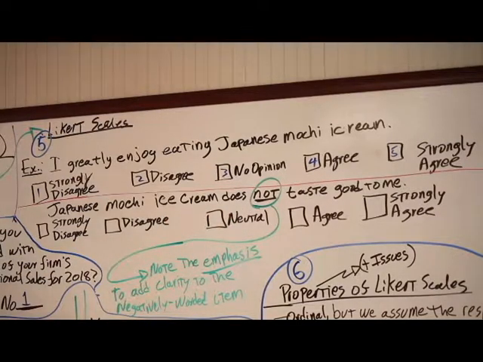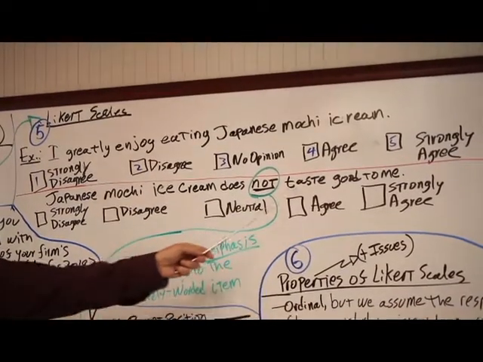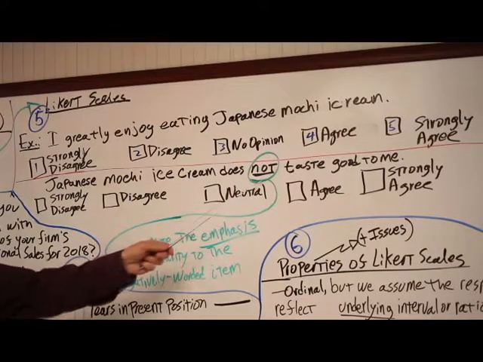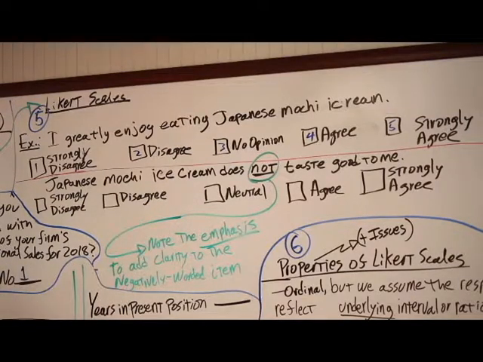All right. Here's another question. Japanese mochi ice cream does not taste good to me. And I want you to note the emphasis to add clarity, because this is a negatively worded item. I've underlined the word not so people don't mistake it for "ice cream does taste good to me." You got the not emphasized, okay? And now we've got again the 5 categories of agreement: strongly disagree, disagree, neutral, agree, and strongly agree.